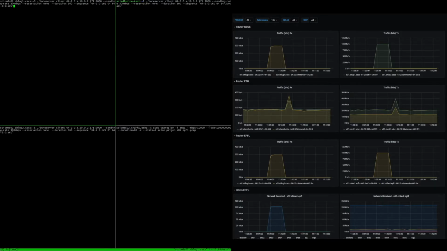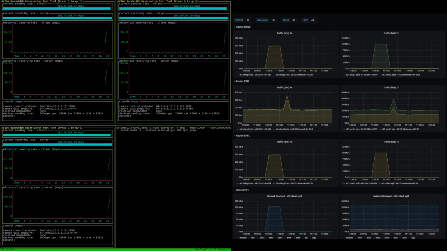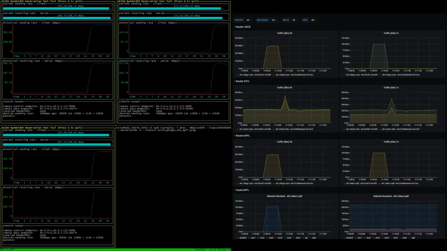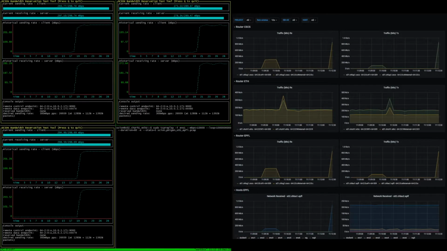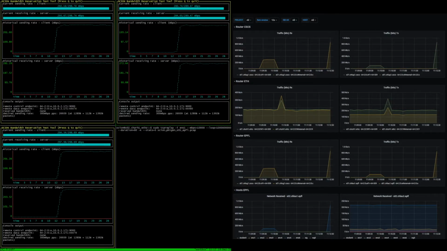We now instruct all the hosts at CSCS to send traffic towards EPFL. All the hosts are only using best effort traffic, so there is no reservation involved. As you can see, all hosts are capable of sending 300 megabits per second, and the server also reports that 300 megabits per second are received.